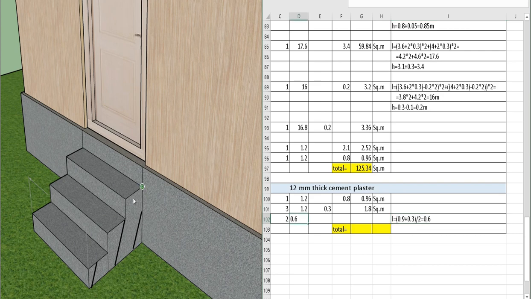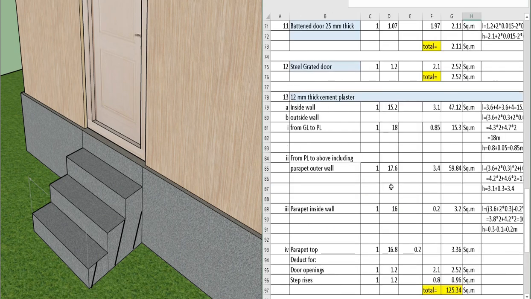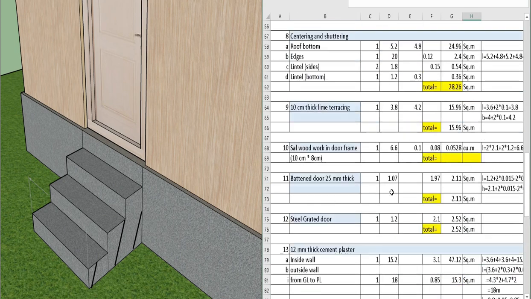We have to do plaster only up to this height. So the height is 0.2 meter plus 0.2 meter plus 0.2 meter, that is 0.6 meter. And our total quantity is 0.72. In this way, we have completed our full estimation of building.